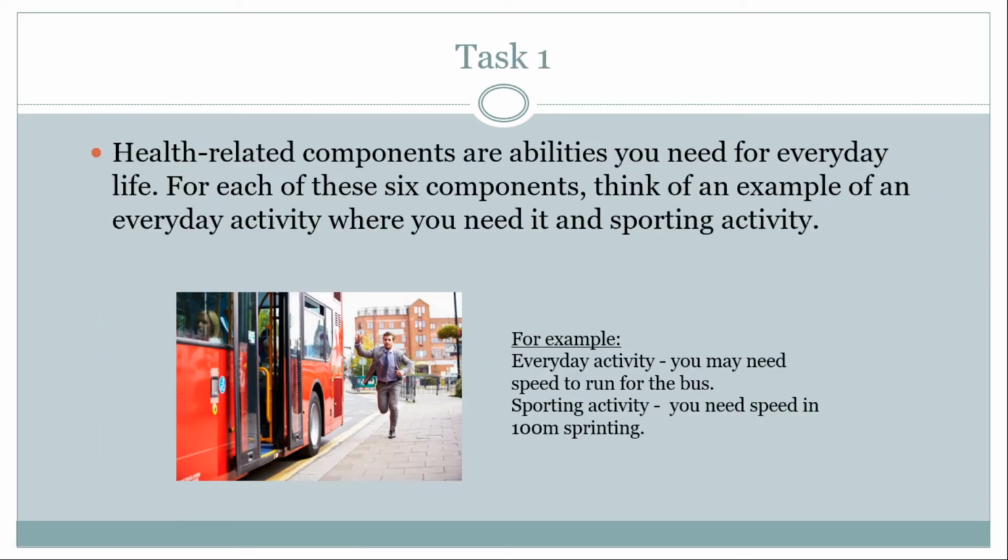So we have done the 6 components. The first task. Health-related components are abilities you need for everyday life. For each of those 6 components, think of an example everyday activity where you need it and sporting activities. Here we go, we have an example.